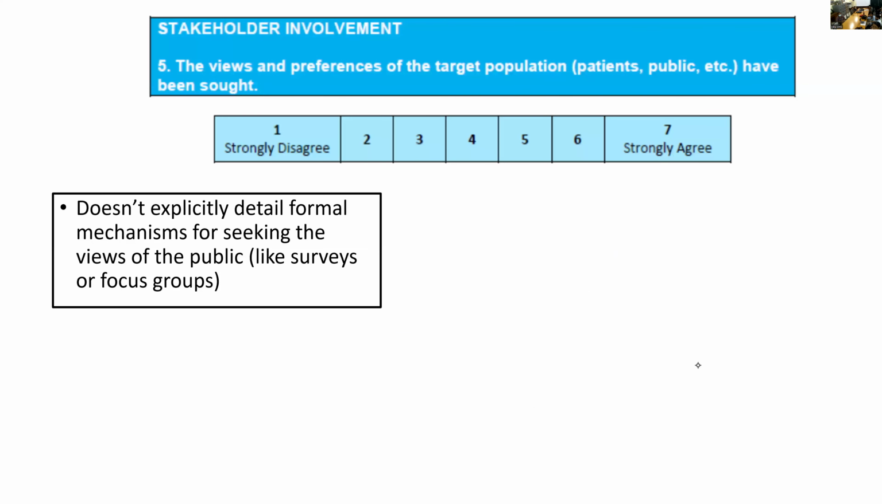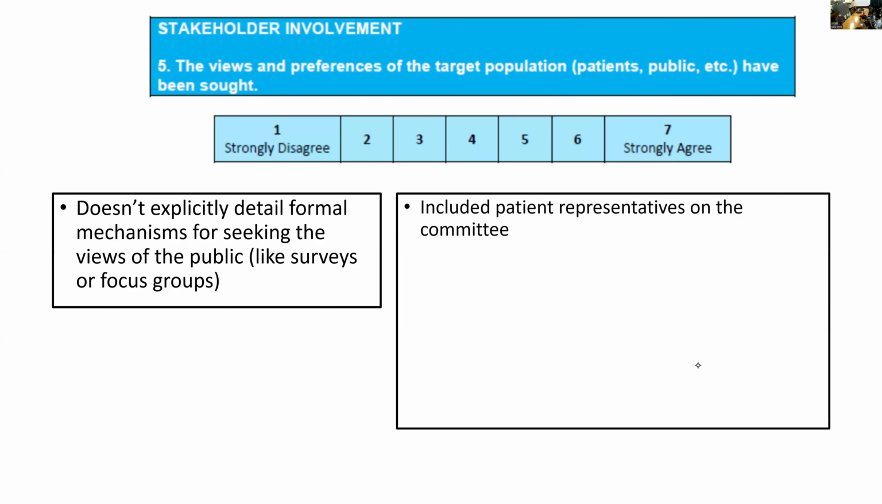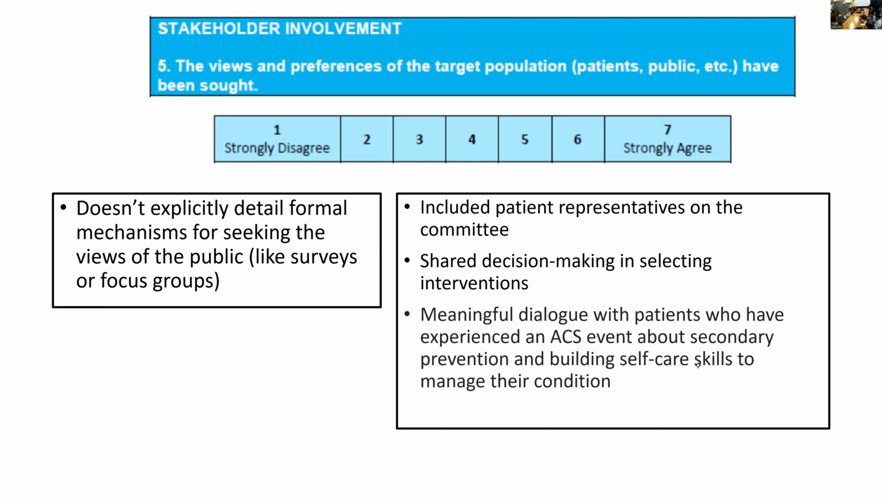So it does not explicitly detail formal mechanisms for seeking the views of the public, but they did include patient representatives on the committee. They had shared decision making in selecting interventions based on individual values, preferences, associated conditions, comorbidities, and their financial status. They also had a dialogue with the patients who have experienced an ACS event about secondary prevention and building self-care skills. But how they went about doing this entire process was not described in the paper itself. So I had rated them a low 3 here.